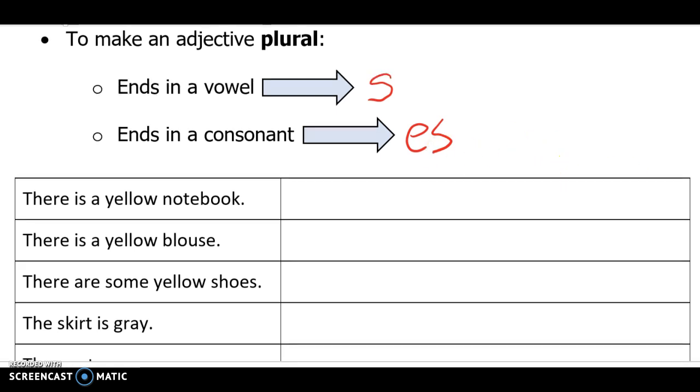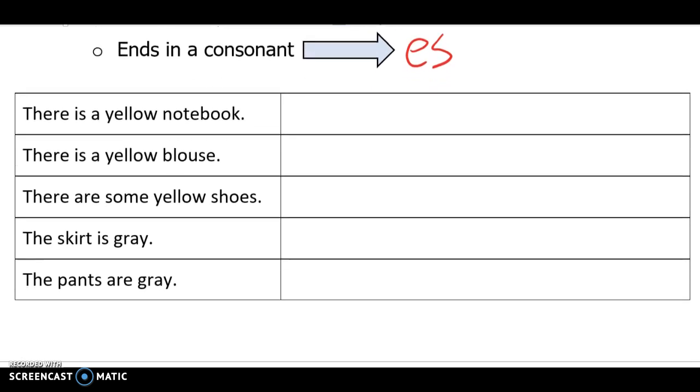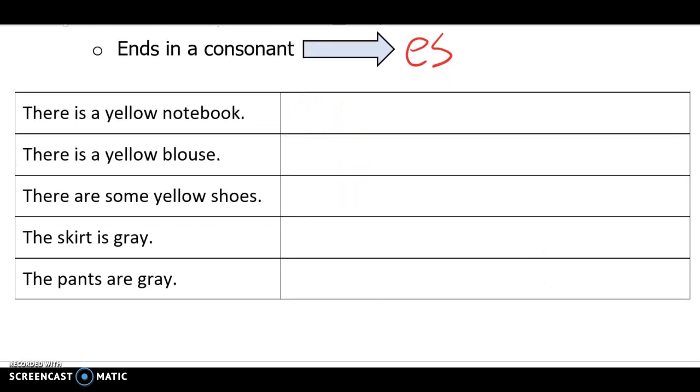I'm going to scroll down here a little bit. Okay, we'll give you some examples and let's see what we can come up with. All right, I'm going to stop inking. Phenomenal. Here we go. So let's talk about this. There is a yellow notebook.